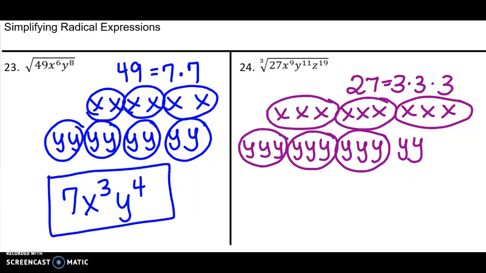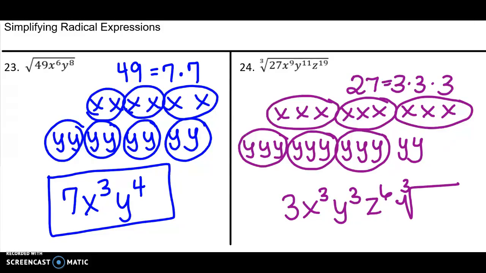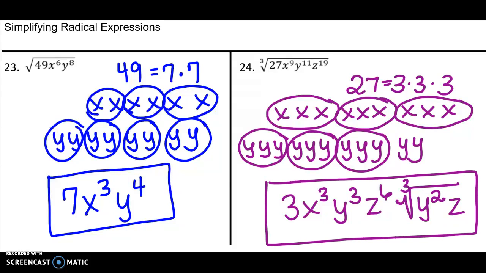So my answer for this one is going to be 3. I have 3 groups of x's. I have 3 groups of y's. Remember we talked about we have 6 groups of z. Now, on the inside, don't forget that little 3 for the cube root. We had 2 y's left over, so they'll stay inside. And we had 1 z left over, so that 1 z stays on the inside. So our answer to this question is 3x cubed, y cubed, z to the 6th power, cube root, y squared, z.